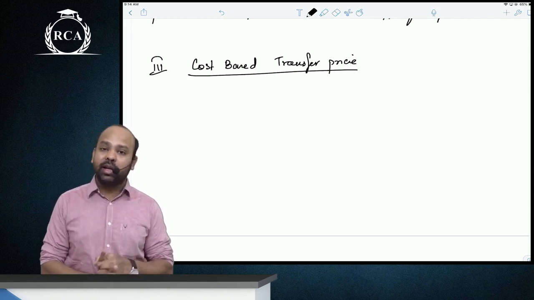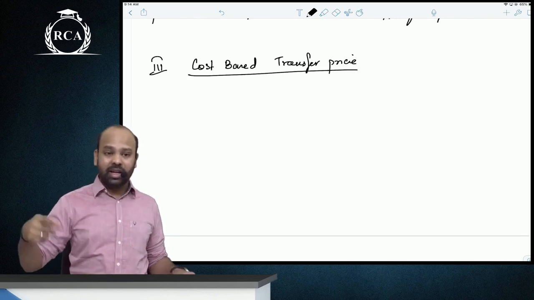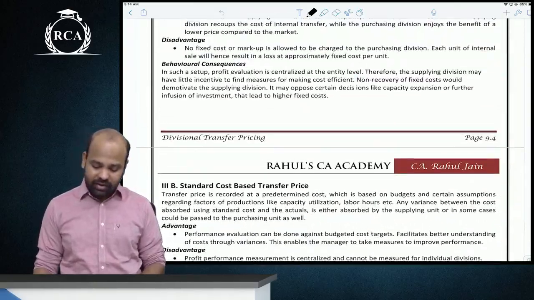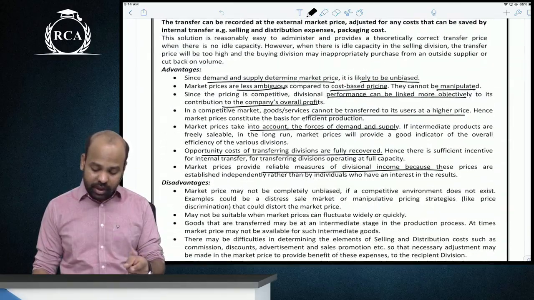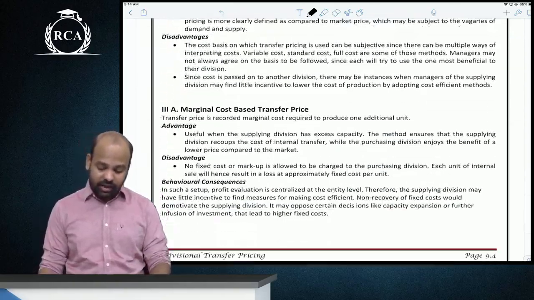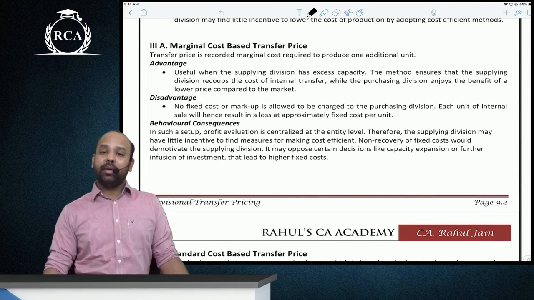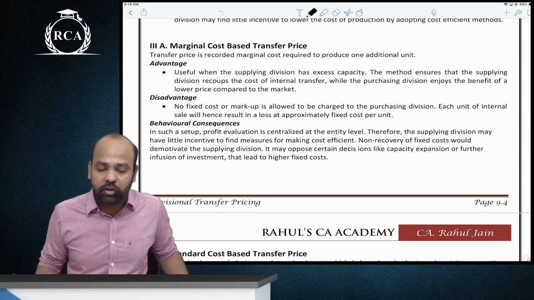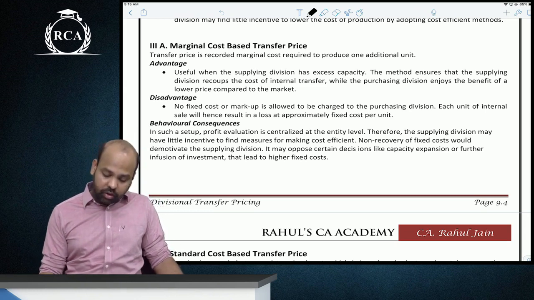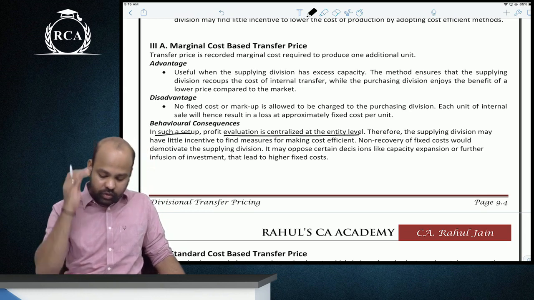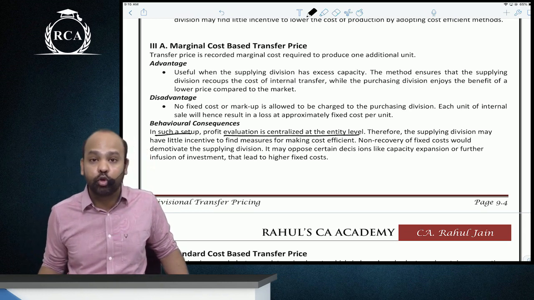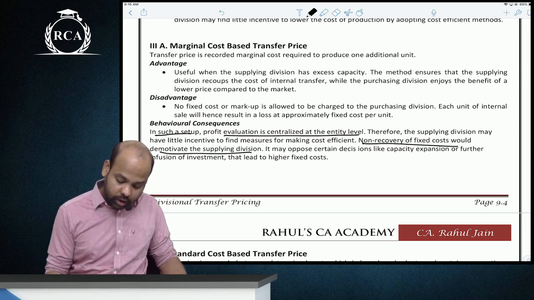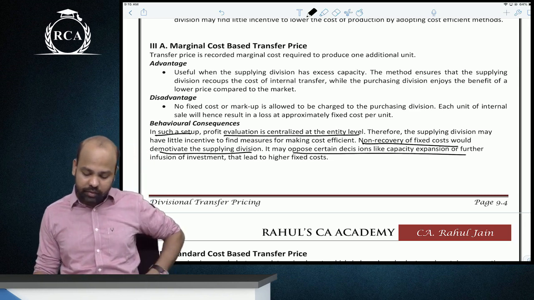इसका सबसे बड़ा disadvantage बेटा is whoever is the transferring division, it will always incur a loss if performance is based on profits. Remember, because transfers are made at marginal cost, it will always incur a loss because it is not recovering fixed cost. Behavioral consequences: it is basically used when you are trying to evaluate profits from the viewpoint of the entire organization, and there is surplus capacity. Please remember that. Non-recovery of fixed costs would demotivate the supplying division.